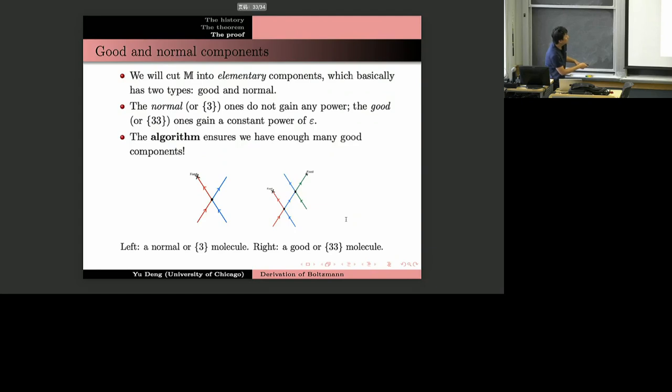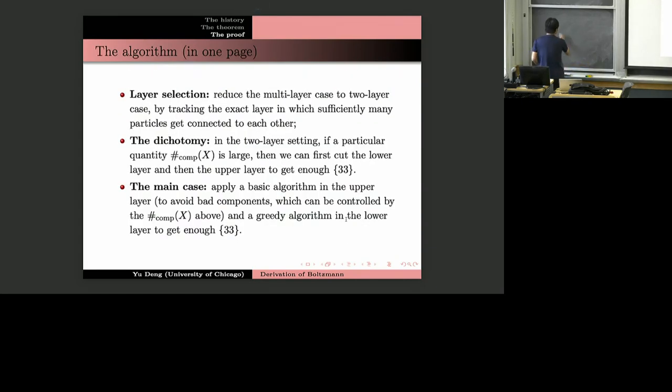Okay. So there is this so-called layer selection process that if we have many layers, then whatever collisions you have inside, we can always find two layers, such that if we only consider these two layers, we are going to have enough good configurations. Then we can ignore all the other layers. So this allows us to reduce the multi-layer case, let's say there are 100 layers, to the two-layer case. Okay, so these are just rough strategies, which we have no time to get into details.